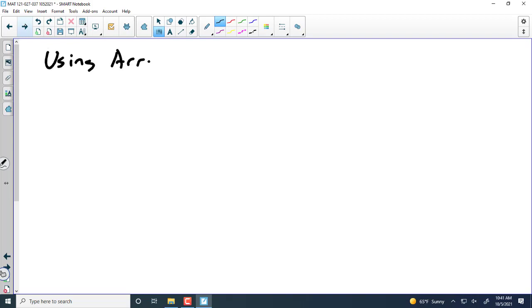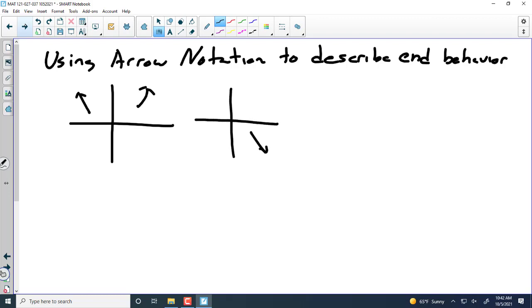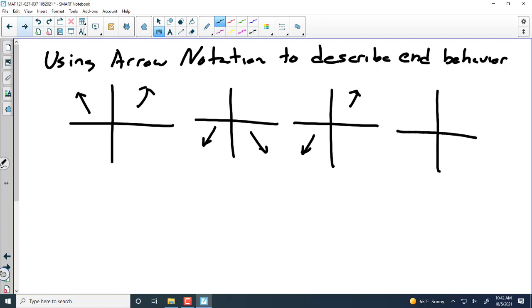Using arrow notation, so we have four different types of end behavior a polynomial could have. In other words, which way were the arrows tending as we went really far out to the left and really far out to the right? But one way to describe this is using what we call arrow notation. Unfortunately, that does not refer to these arrows I just drew.